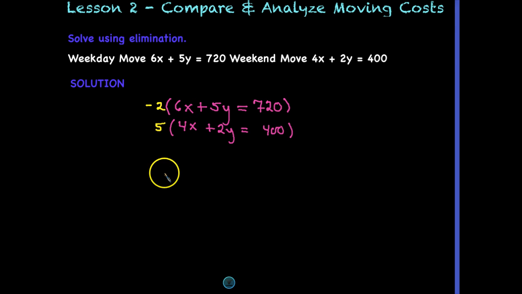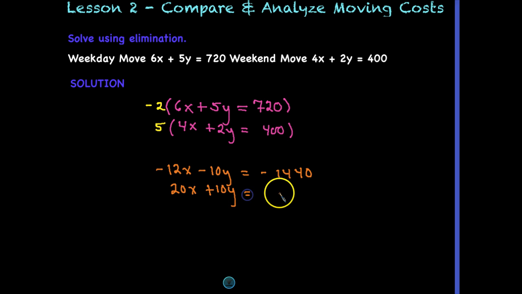So I'm going to go ahead and do that. So negative 2 times 6x is negative 12x. Negative 2 times 5y is negative 10y. And then negative 720 times 2 is going to be negative 1440. Okay, and now I'll do the same thing with the bottom equation. I'm going to get 20x plus 10y, which is what I want, one positive, one negative, equals 2000. So now I'm ready to add these two equations together.